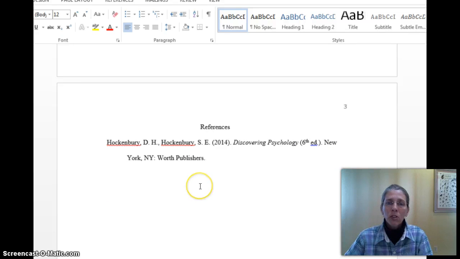So here's the references page for Abigail. We're seeing the two initials D and H for the first author and S and E for the second author. That's fine. Again, we need a small p here, and you can see where the number 6 is used instead of writing out 6th and ED, and this would be fine this way. And then she has New York, New York, Worth Publishers. That all looks very good as well.